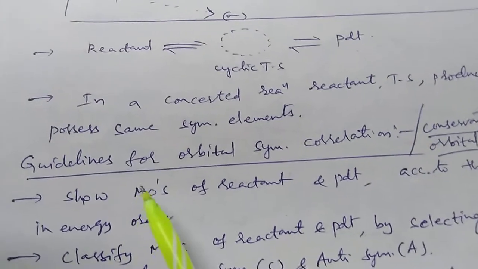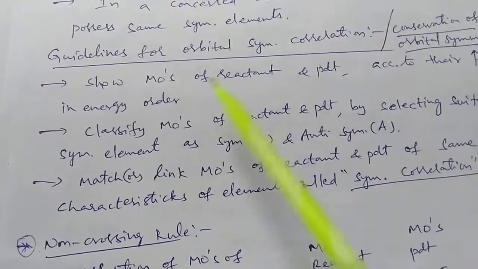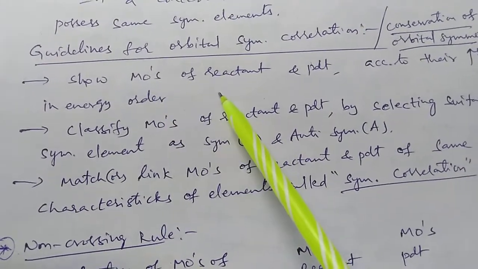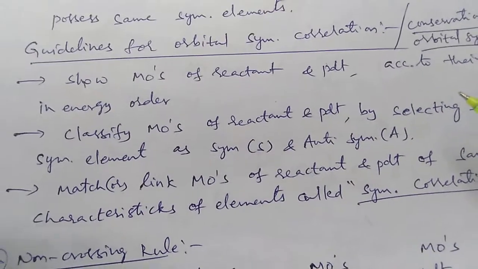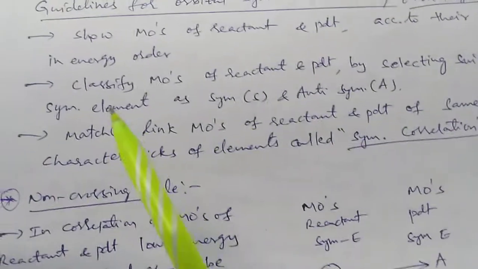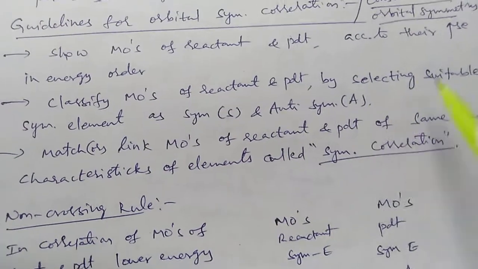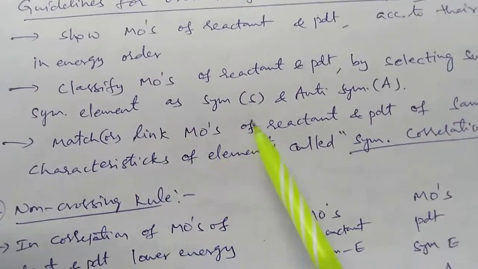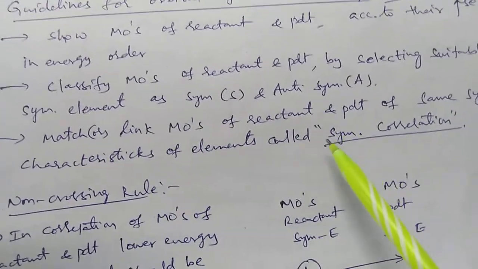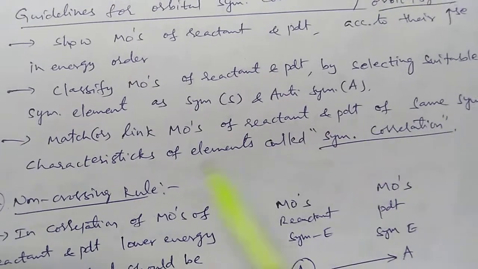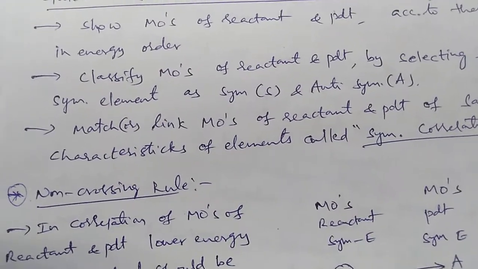We have some guidelines for the orbital symmetry correlation. They are: show the molecular orbitals of reactant and product according to their energy order, and classify the molecular orbitals of reactant and product by selecting suitable symmetry elements such as symmetric and antisymmetric. Matching the reactant and product orbitals of the same symmetry characteristics is called symmetry correlation.